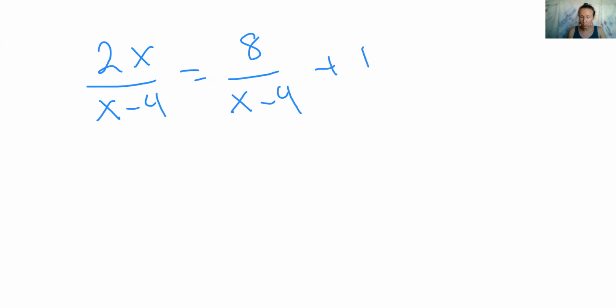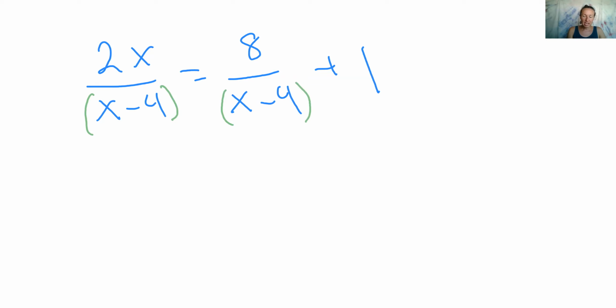Let's say we have 2x over x minus 4 equals 8 over x minus 4 plus 1. In this equation, the only denominator we have that isn't a 1 is the x minus 4, and that x minus 4 is its own factor. So what we're going to want to do is multiply both sides of our equation in their entirety by this x minus 4.